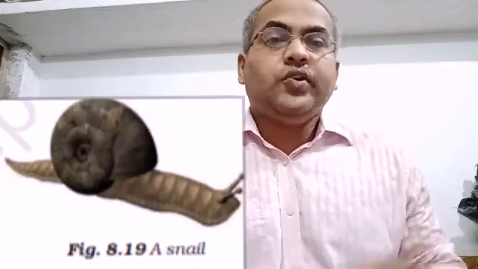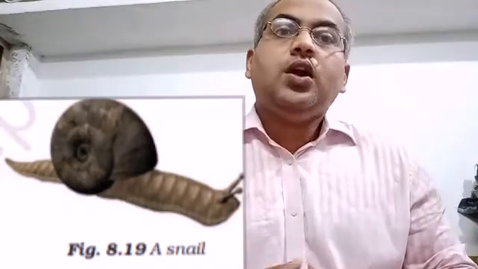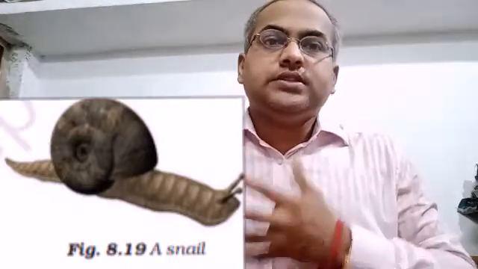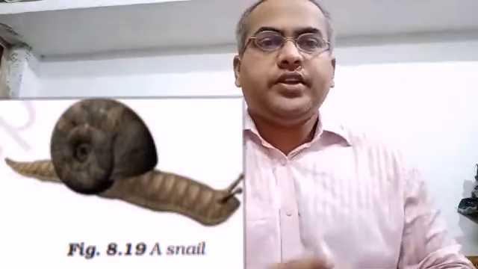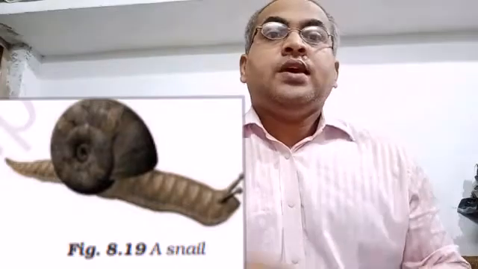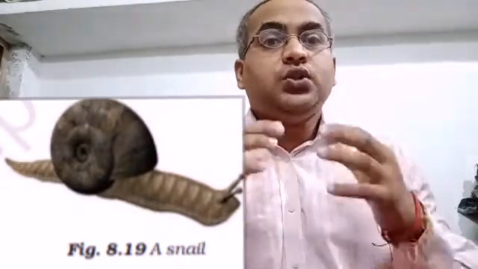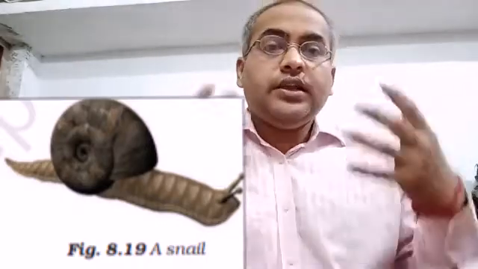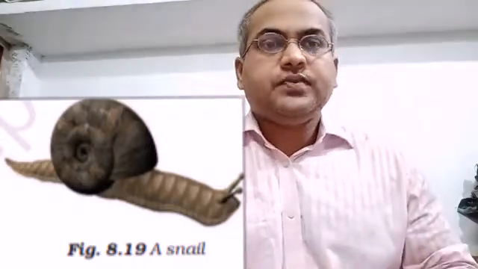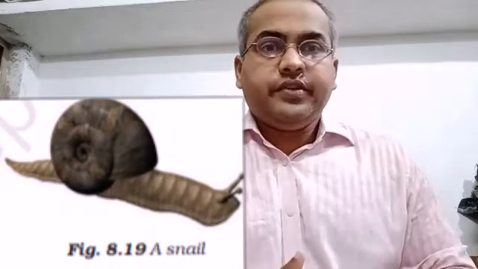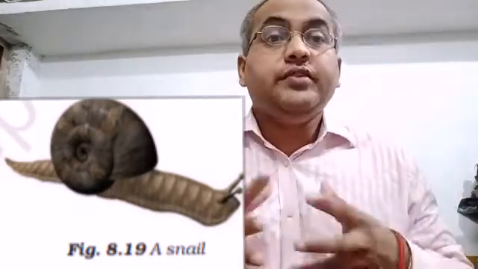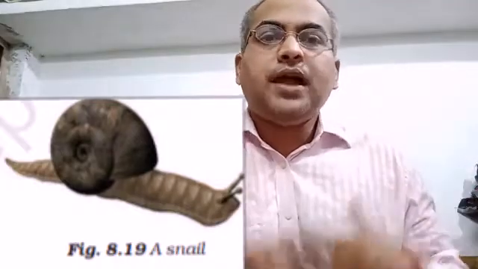Vertebrates are those animals which have a vertebral column or backbone, like us, like snakes, birds, fish. These are the vertebrate animals because they have a backbone. Invertebrate animals are those animals that don't have a backbone or internal skeleton. So 98% of animals come in this category, invertebrates. They don't have a backbone.